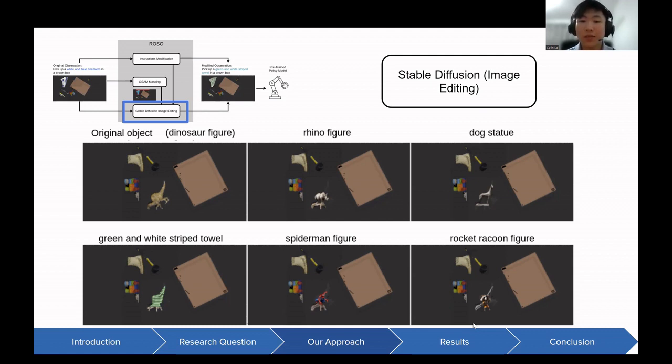In particular, we specifically use stable diffusion inpainting, which is a latent text-to-image diffusion model that is capable of generating photorealistic images given a text prompt, mask, and image. This image on the slide shows examples of inpainting by replacing unseen objects with seen objects. For example, the dinosaur figure here has been changed to a green and white striped cow.